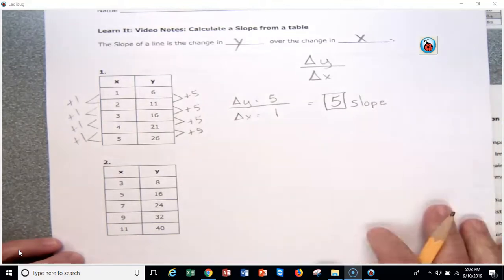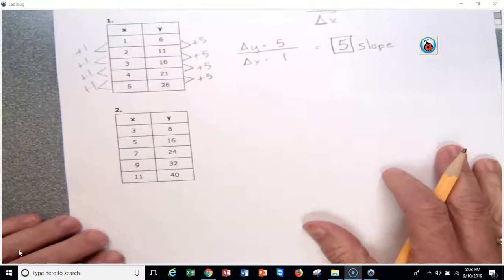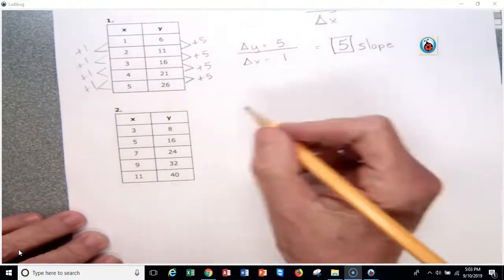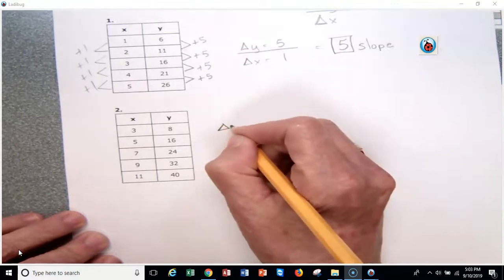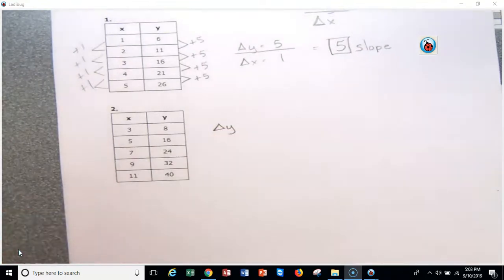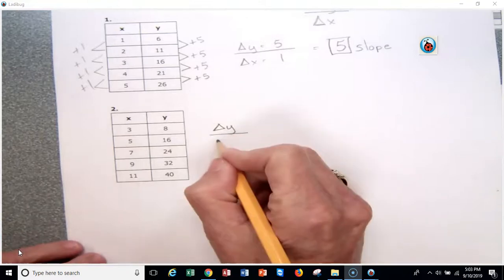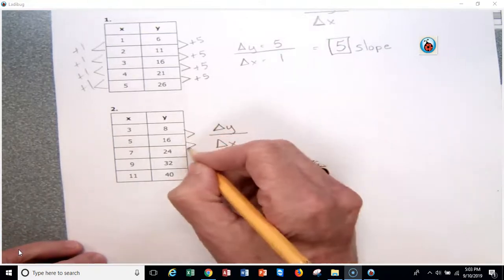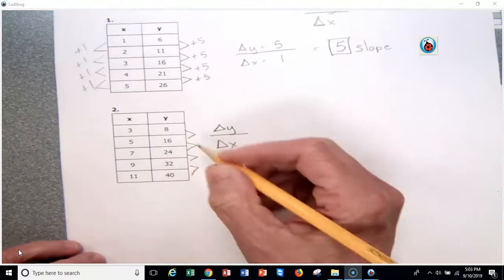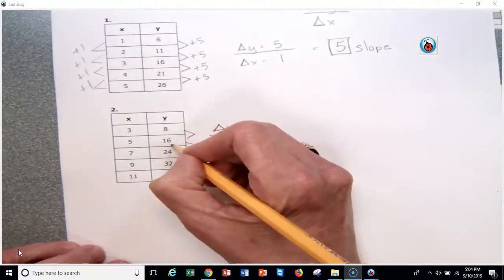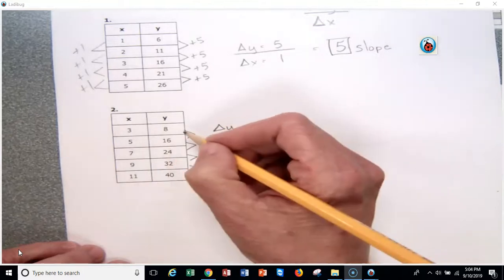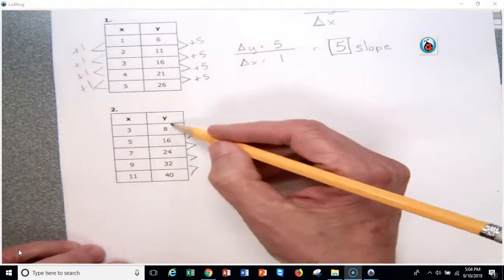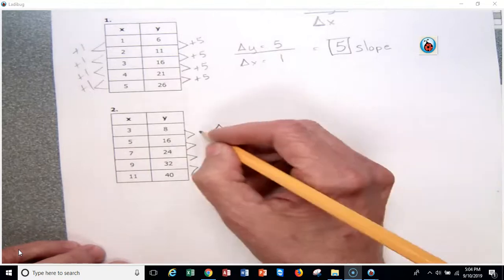All right, let's look at number 2. This table, again, is the change in y over the change in x. So our change in y, right here, from 8 to 16. Now we can just do some mental math here, or if you don't know, you can use your calculator. Just take 16 and subtract 8 from it, and you'll get 8.